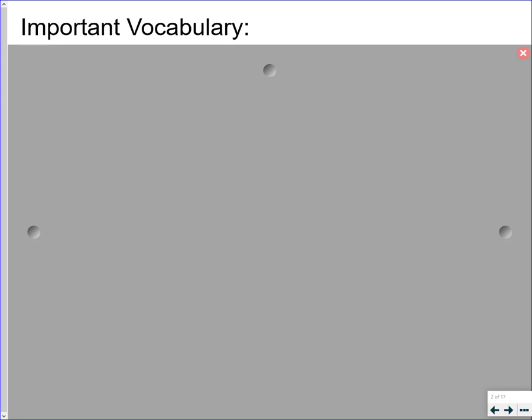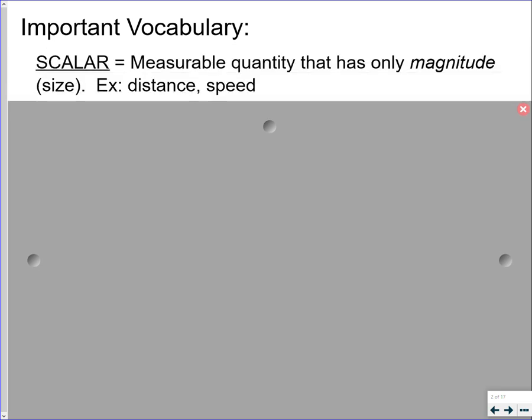Okay, so we're going to be talking today about vectors and velocity and what they have to do to each other. But before we really get into that, it's important that we define a couple important terms. First important term is something called a scalar.